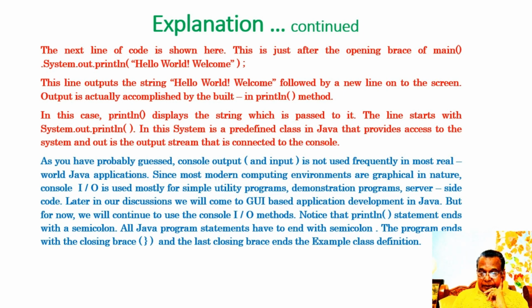Notice that the println statement ends with a semicolon. All Java program statements have to end with semicolons. It's a must. The program ends with the closing brace, and the last closing brace ends the example class definition. Fine, it's very simple. So the total program I have explained. We'll go to more serious programs later.